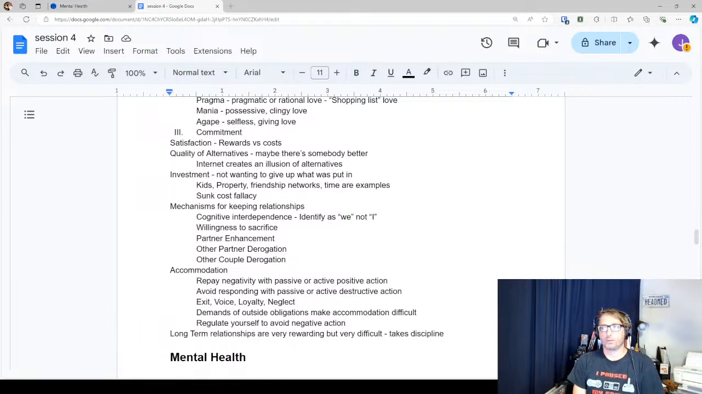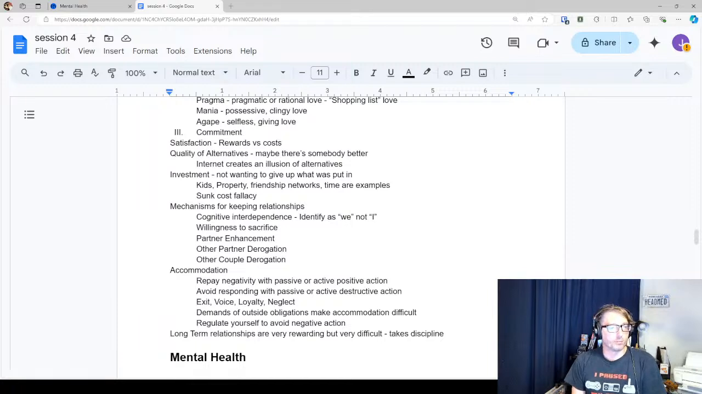And then we have the sunk cost fallacy, where people may want to stay in something because they feel like they've invested a lot and don't want to give it up. Sometimes it's a good reason to continue a relationship. Sometimes it's something that prevents you from leaving a relationship that's too bad.